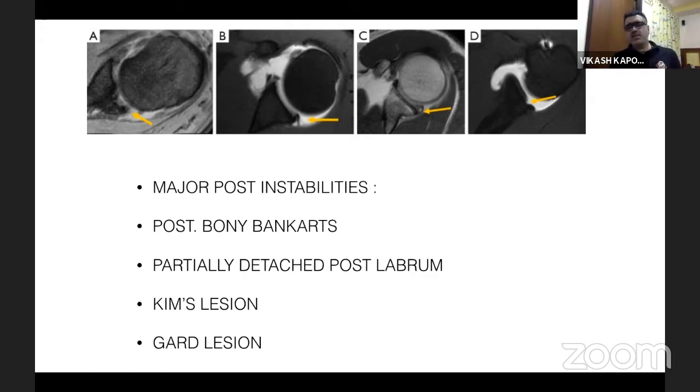The reverse GLAD lesion is the opposite of the GLAD lesion. It is exactly similar to what you see on the anterior side: this is associated with a labral pathology along with a chondral defect on the posterior side.